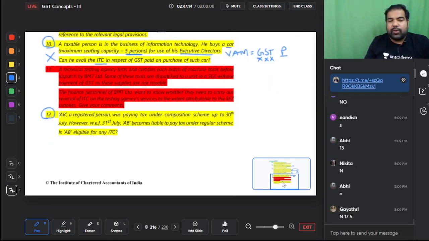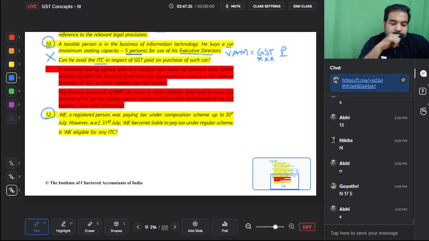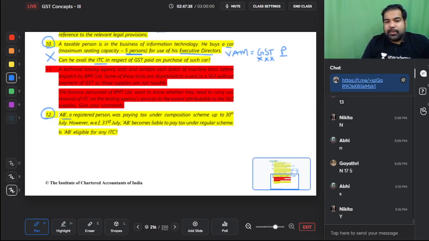Next, 12th question, please. Guys, AB is a registered person but registered under the composition scheme. Now on 31st July it's getting out of the scheme. Is the government happy, guys? Is the government happy?